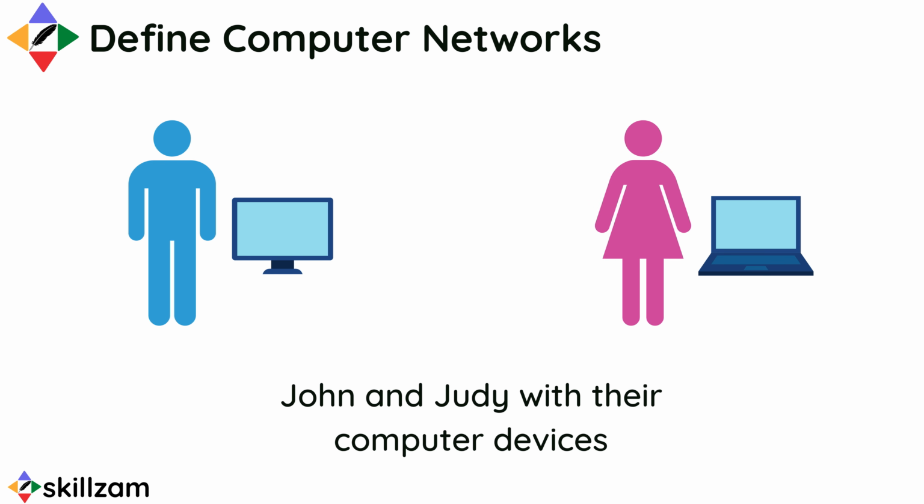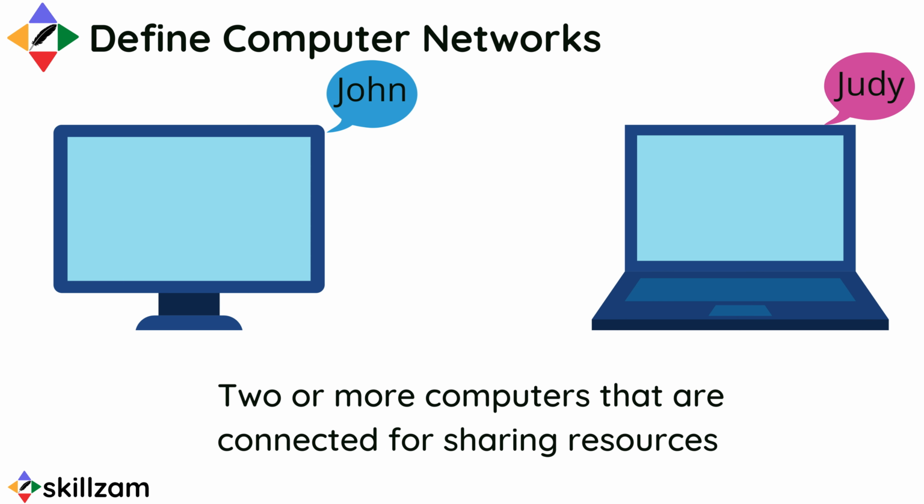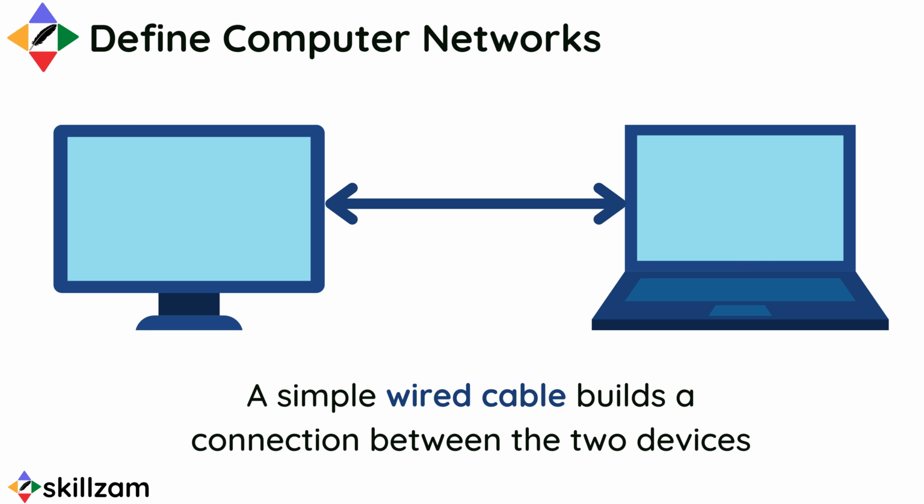Let us now consider a simple example for better understanding of computer networks. Suppose two friends, John and Judy, have their respective computers. Now, John wants to send a document to Judy. Without the computers being connected, this task cannot be completed. A simple hardware like cable wire will make it happen. Well, they just created the smallest computer network connecting two computers with a cable.